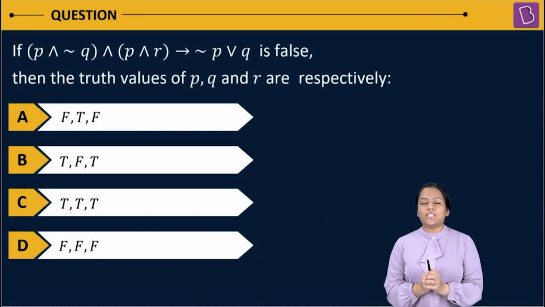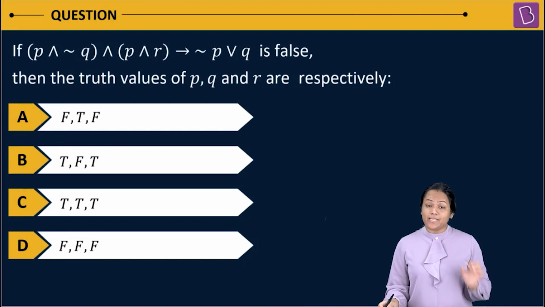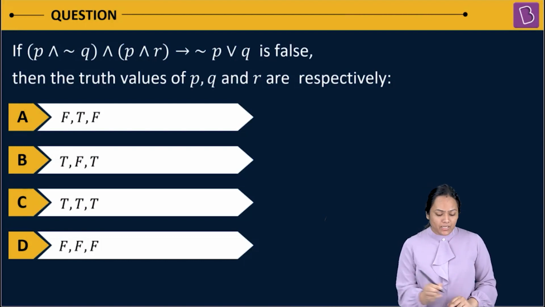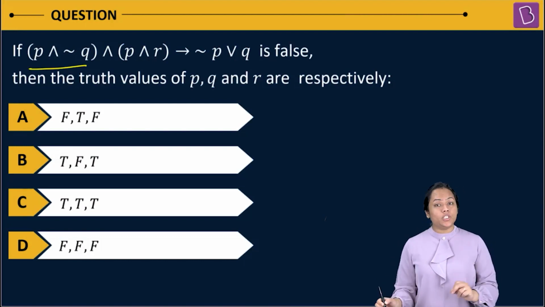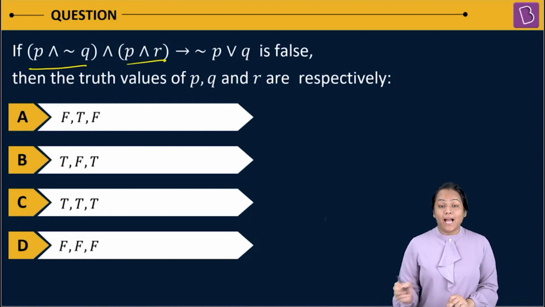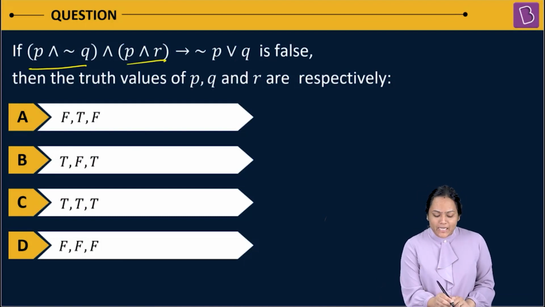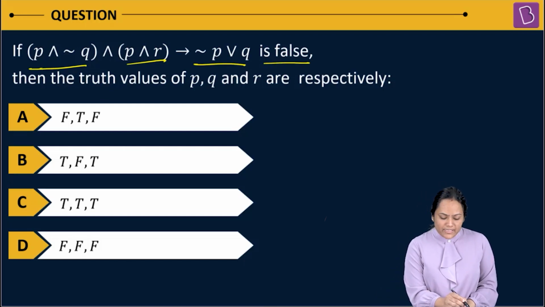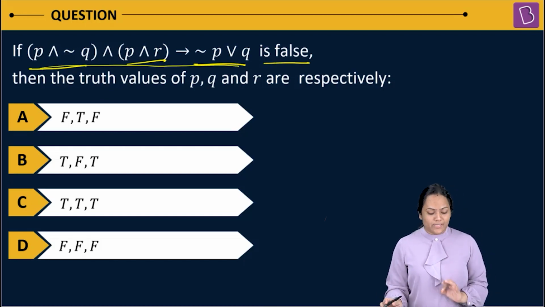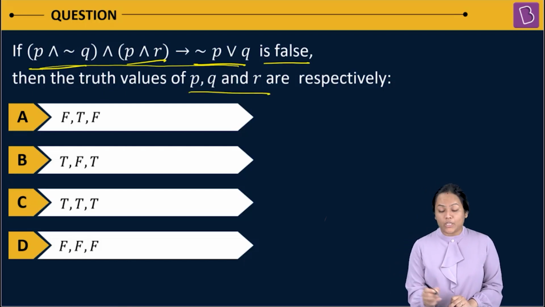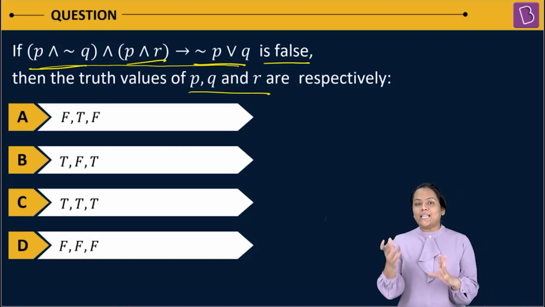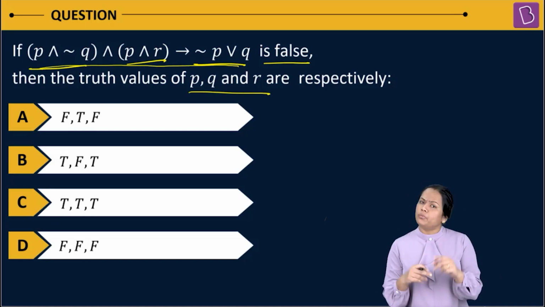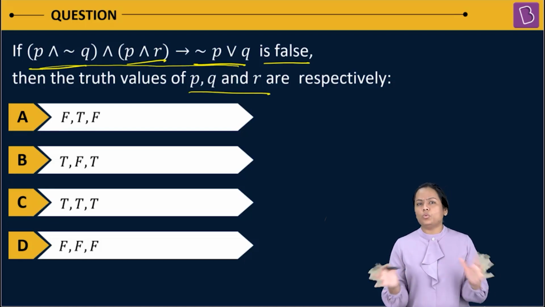Well, this question is a very interesting question, guys. Let's see what the question is saying. If (P and negation Q) and (P and R) implies (negation P or Q) is false, then what are the truth values of P, Q and R? One thing which comes to our mind is that we have to do this by truth table. There is no other option.